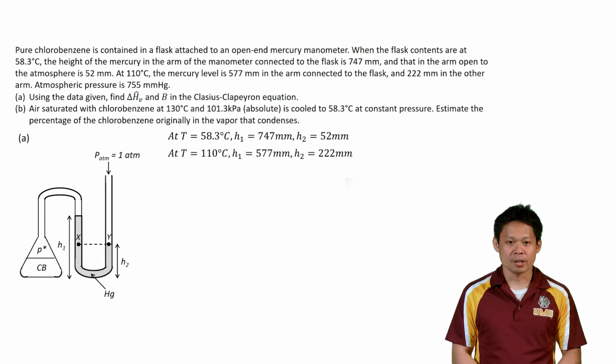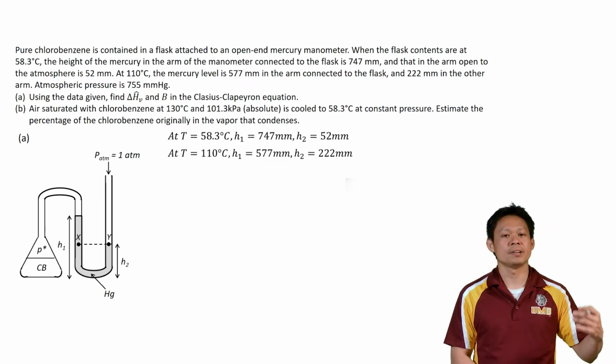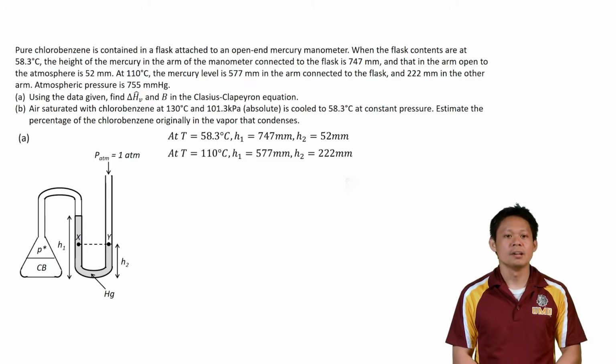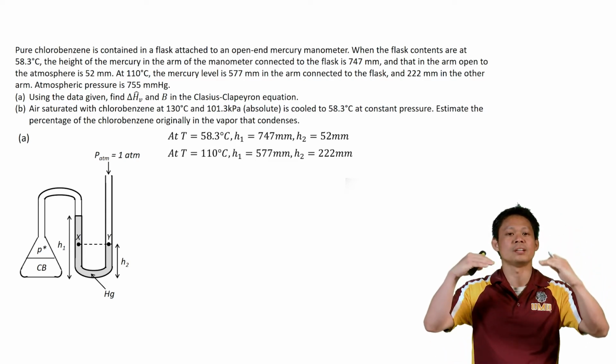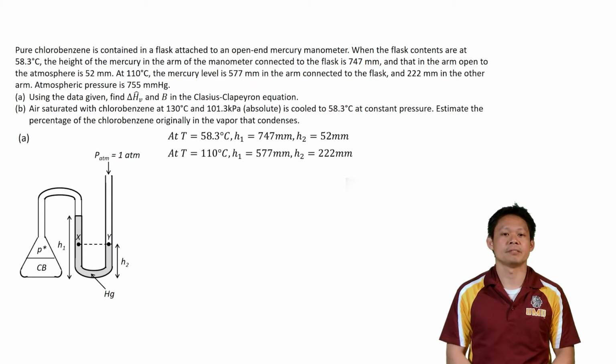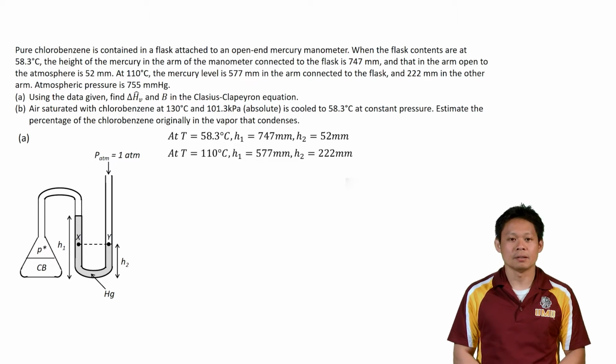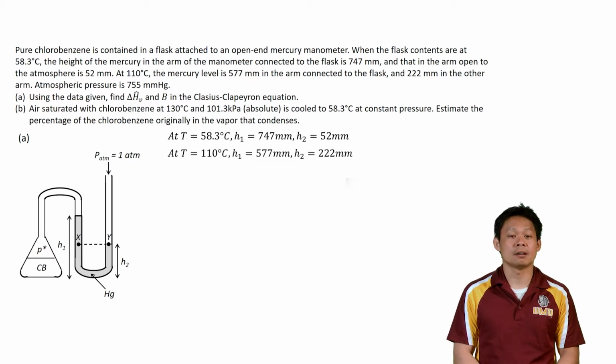At a higher temperature, 110 degrees C, what you expect is more chlorobenzene to vaporize. So you're going to have a higher P star. Since you have more in the vapor phase, it's going to exert a higher P star. So what happens is it's going to push the H1 down, and it's going to push H2 up, and that's why you see H1 now drops to 577 millimeters, and then H2 is 222 millimeters. All right, so how do we use these values to figure out our P star?